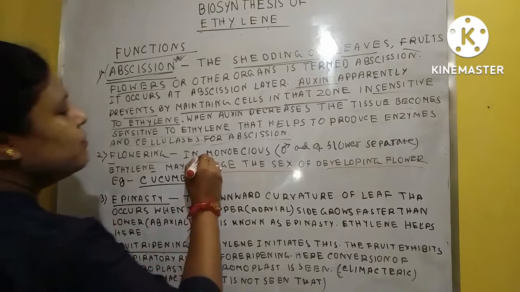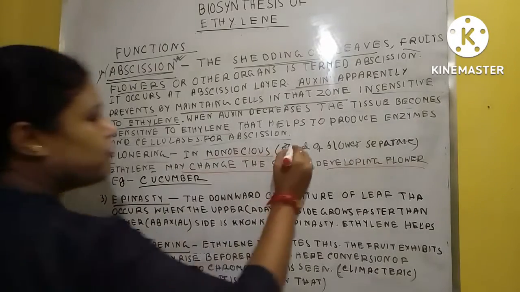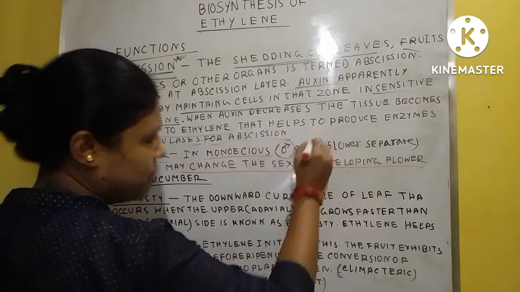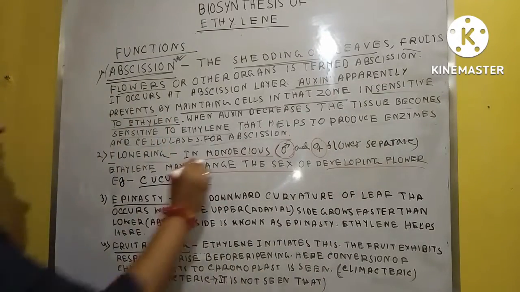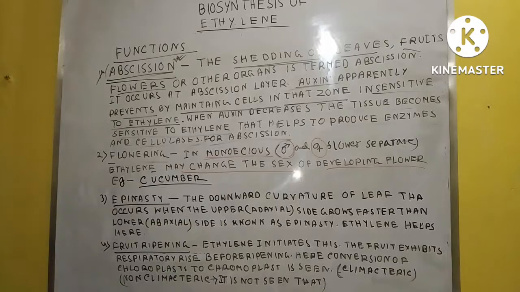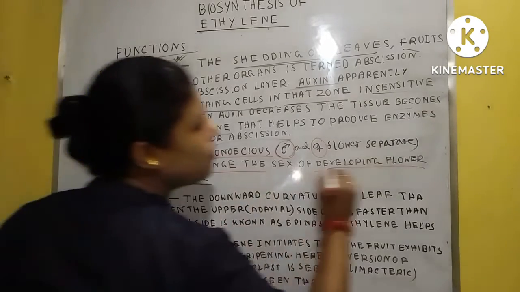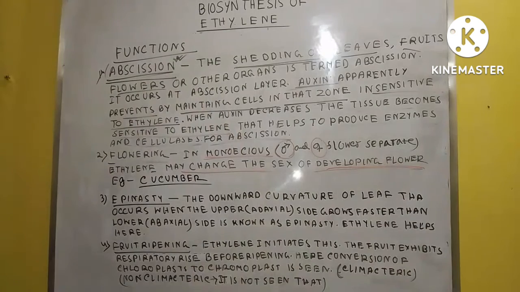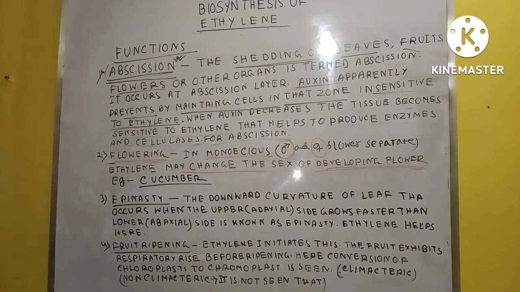So in the case of monoecious plants, what are monoecious plants? The male part and female part are in separate flowers, not in the same flower. So these are called monoecious flowers. In that situation, what is the role of ethylene? Ethylene changes the sex of the developing flower, and in that way it helps in flowering. Clear?